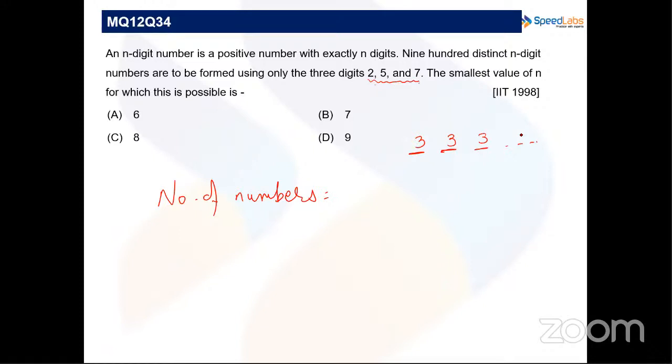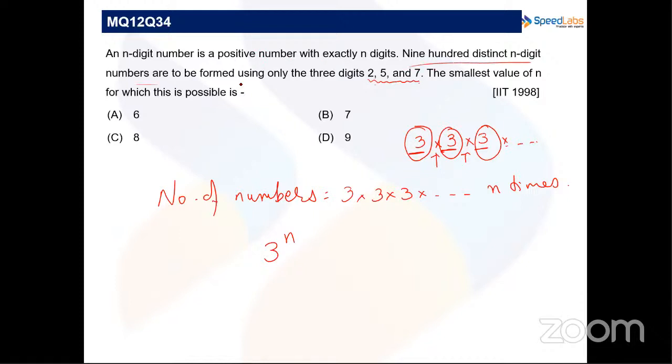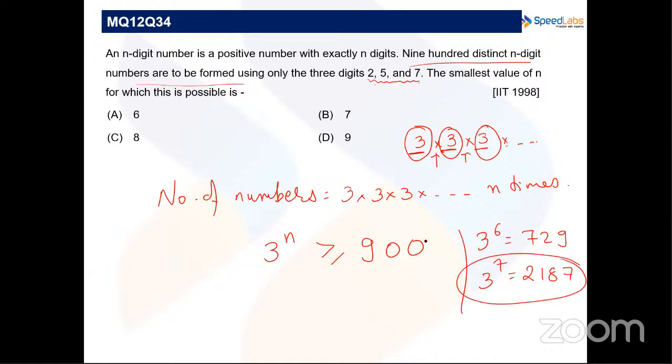From the fundamental principle of counting, we know that when we use the 'and' term, then we need to multiply. So the total number of ways will be 3 into 3 into 3 and so on up to n times. Now, this will be 3 to the power n. We have to form 900 distinct n-digit numbers, so this value should be greater than or equal to 900. We know that 3 to the power 6 is 729. 3 to the power 7 is 2187. So we need more than 729, so 6 is not our answer. Our answer is n equals 7. That is option B. So your option is correct.